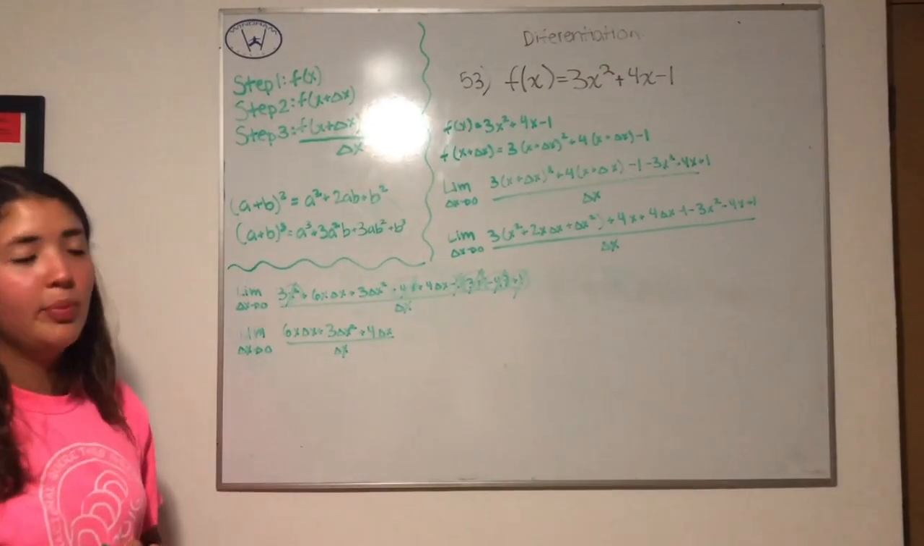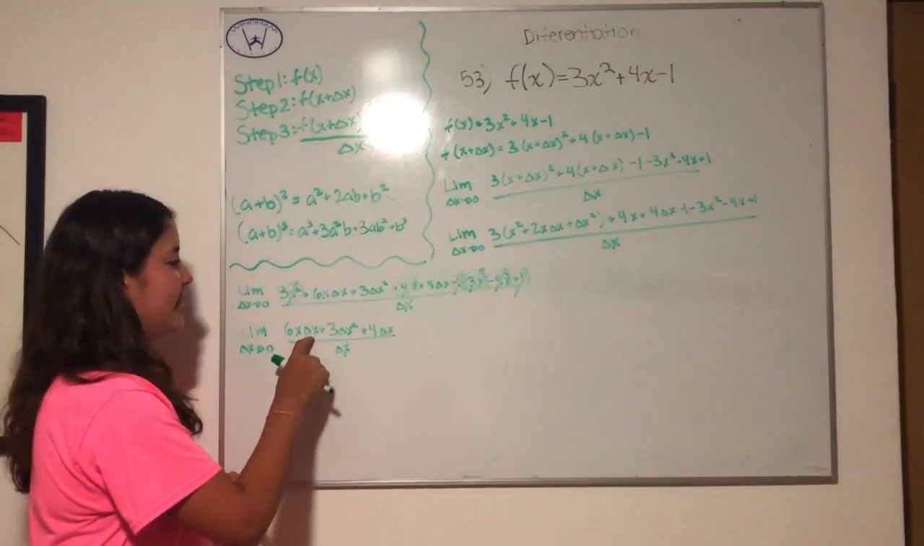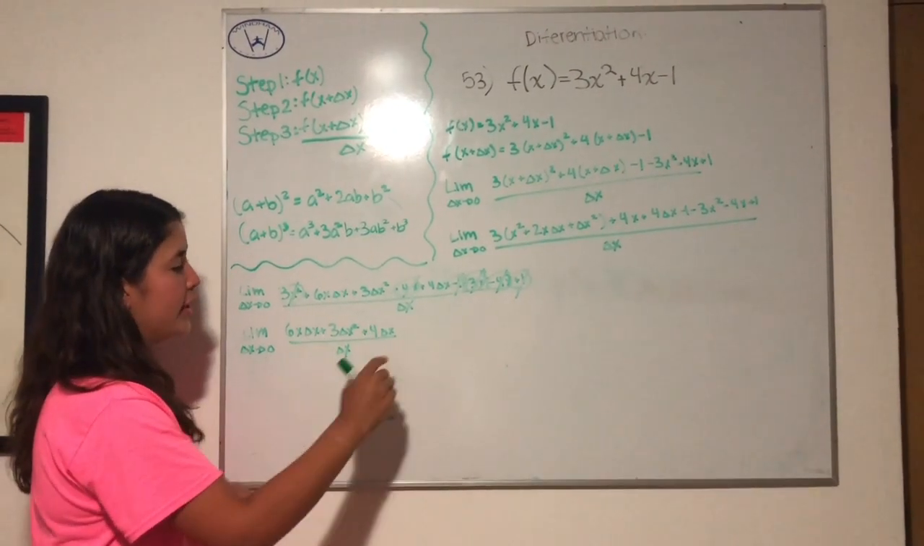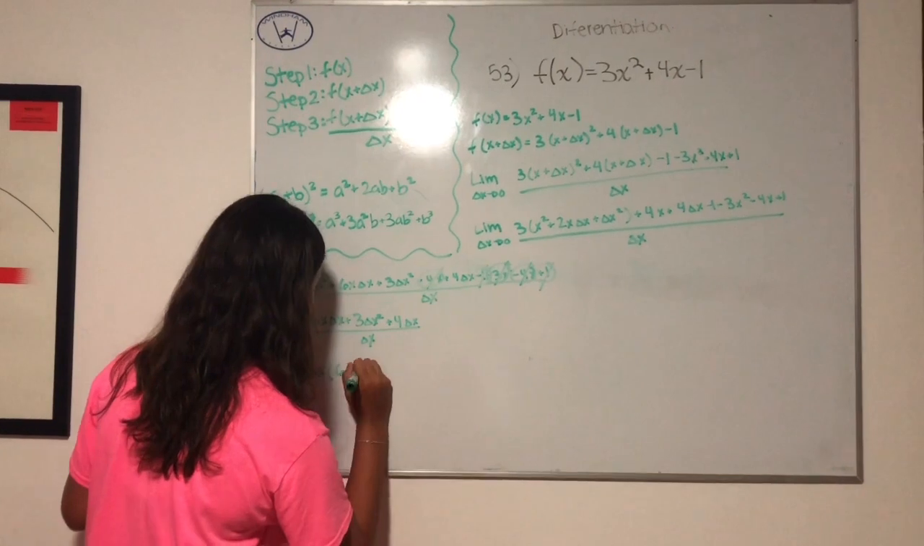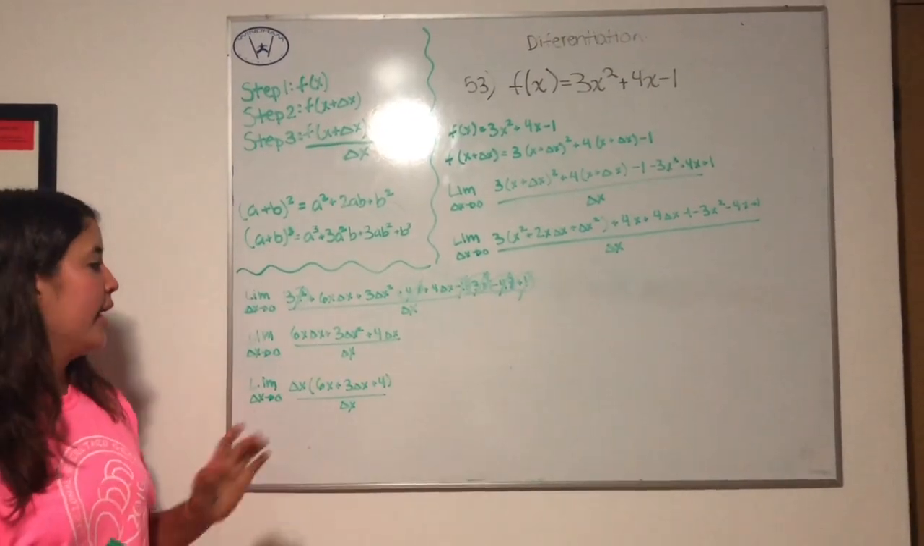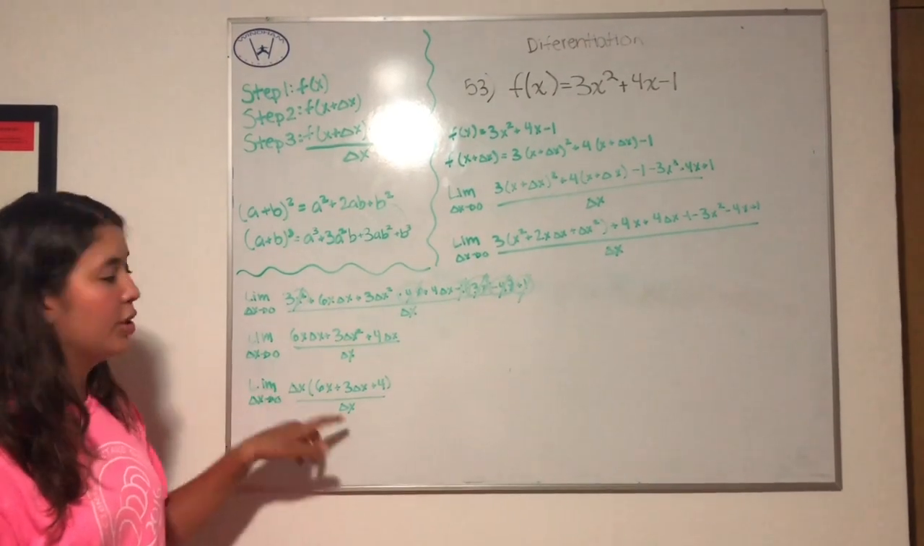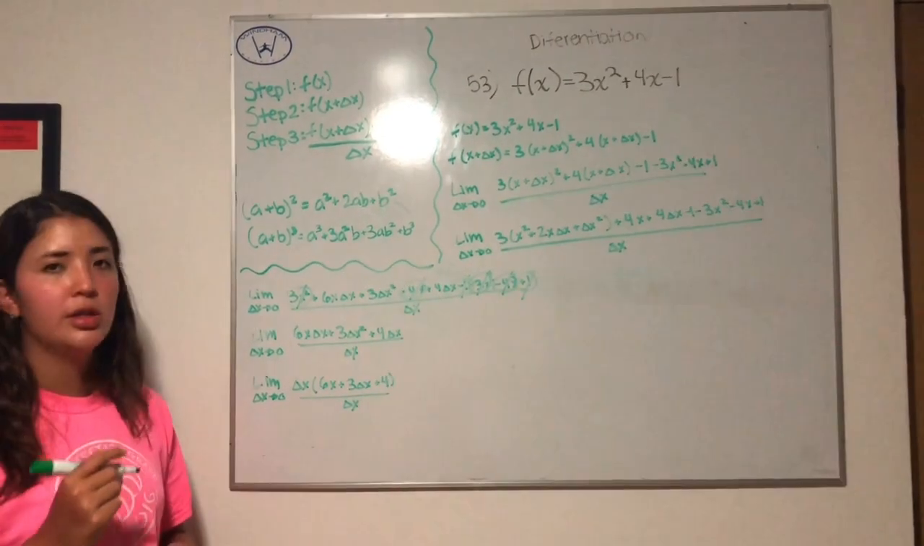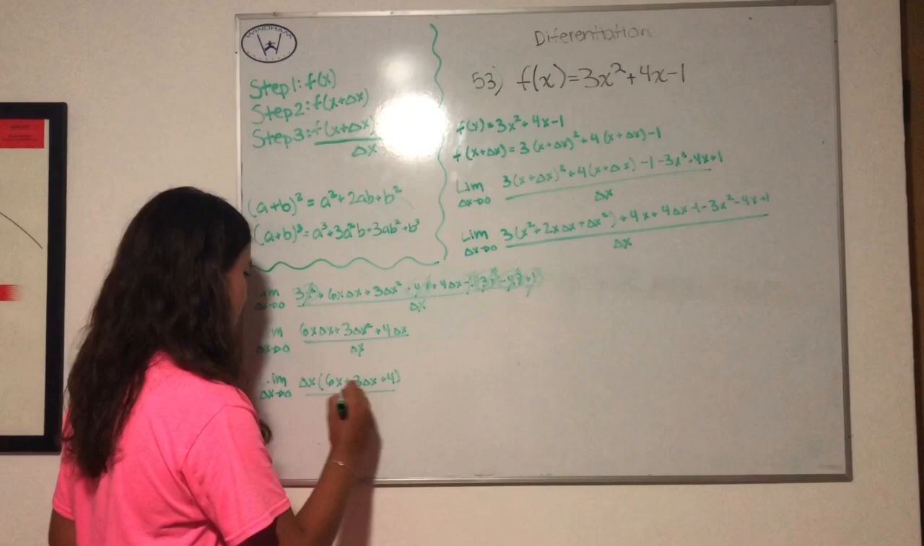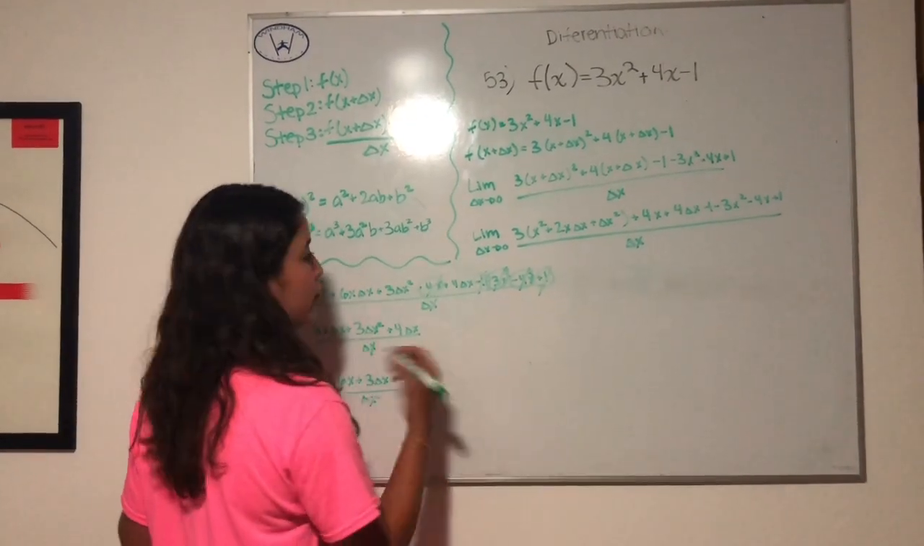Okay, for our next step, we will need to factor out a delta x out of this equation. Okay, now that we have our equation, we will be able to cancel both of these common terms, which are delta of x. So now we will rewrite it again.